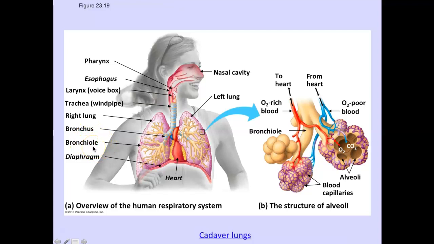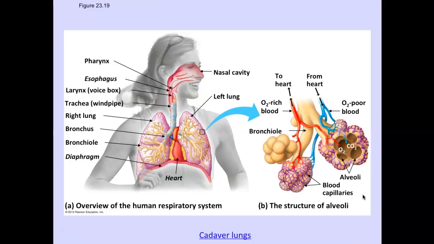The bronchioles will begin to get microscopic, and then at the very end of the lungs, we have structures called alveoli. The alveoli are these round little air sacs, and that's where we have the capillaries surrounding the alveoli, because that's our respiratory membrane. That's the gas exchange area. So alveoli are the air sacs of the lungs where you have gas exchange.